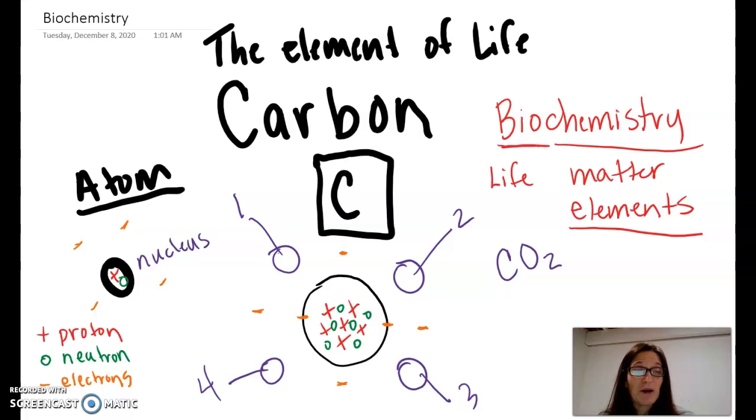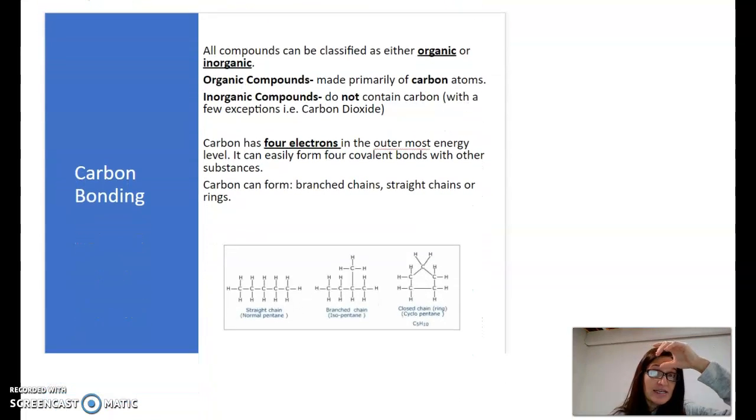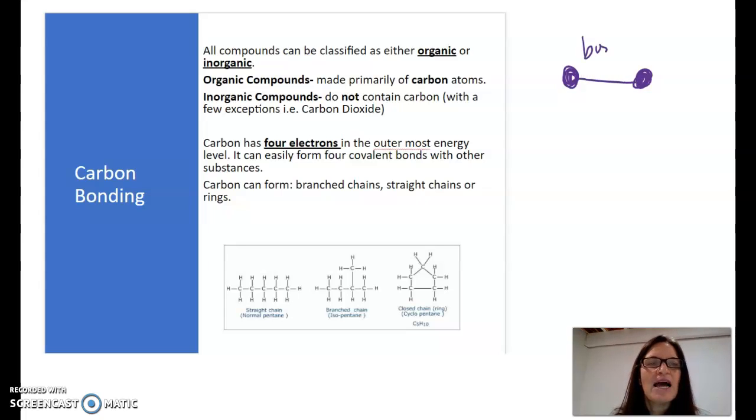Why? What's so special about carbon? It will bond with 4 different atoms at one time. And because it can do that, it can create these large, wonderful structures that lead to the formation of life. So if we talk about carbon, the one thing we really want to understand is this idea of carbon bonding. Bonding is connecting 2 things together. So if I have one molecule here and another molecule here, the bond is how they are connected to each other.